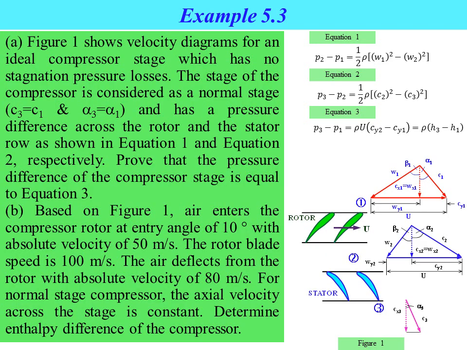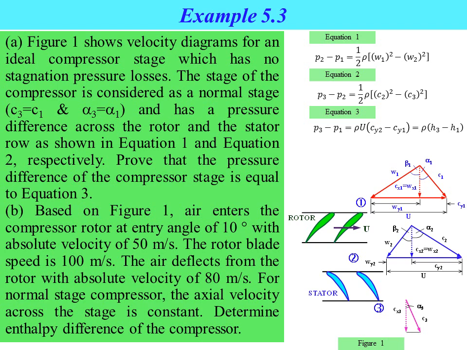Example 5.3. Question A. Figure 1 shows the velocity diagram for an ideal compressor stage which has no stagnation pressure losses. The stage of the compressor is considered as a normal stage where C3 equal to C1 and alpha 3 equal to alpha 1, and has a pressure difference across the rotor and the stator rows as shown in equation number 1 and equation number 2 respectively. Prove that the pressure difference of the compressor stage is equal to equation number 3.